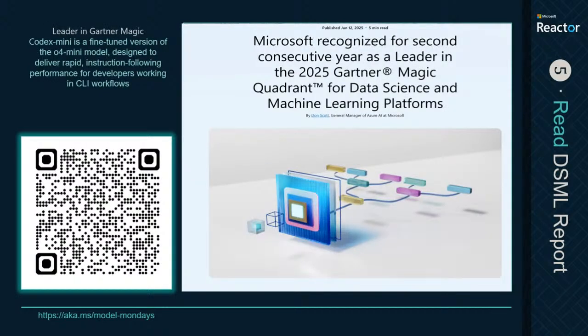And finally, a quick shout out. Microsoft has been named a leader in the 2025 Gartner Magic Quadrant for data science and machine learning platforms for the second year in a row. This is the big validation of the Azure AI platform and its commitment to building tools that scale across the AI lifecycle from experiment to production.